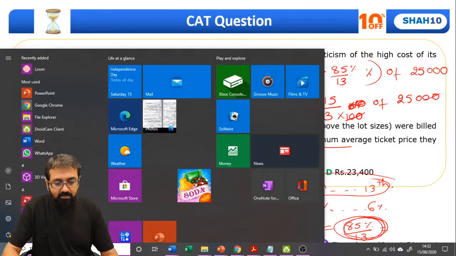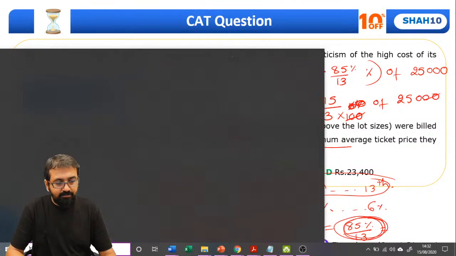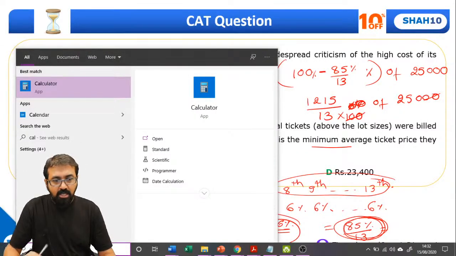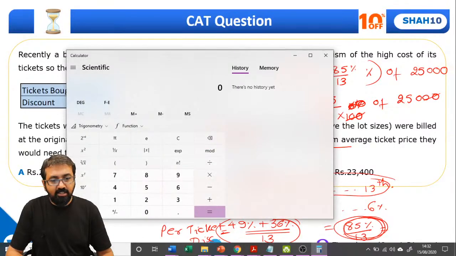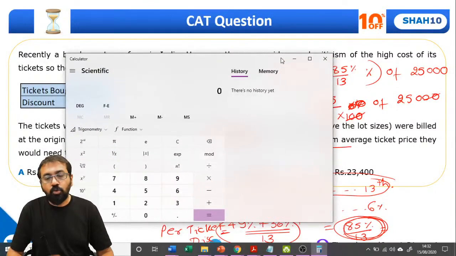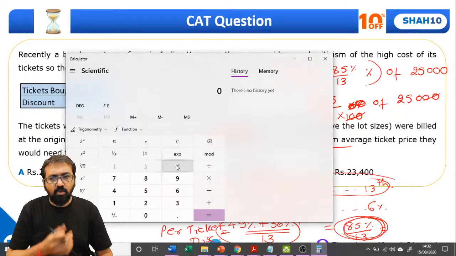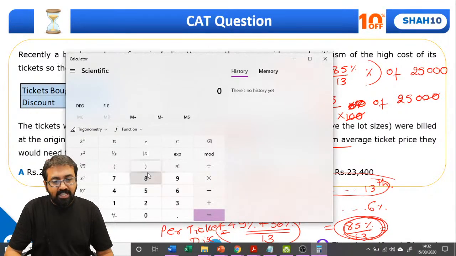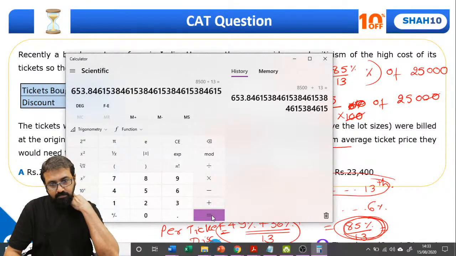In the CAT exam, this is how you will actually solve the question. Yeah, so I'm just opening this calculator on your screen. See, I had to give this much discount, 100 minus 85 by 13%. No, it will not come out to be 0.065. Please understand, it will be different. Let's see what the effective discount is. So first of all, I'll calculate 8500 divided by 13. Sorry guys, I made a mistake.